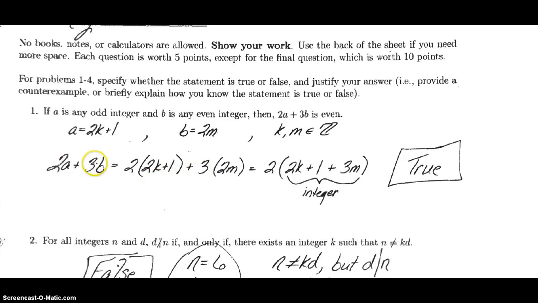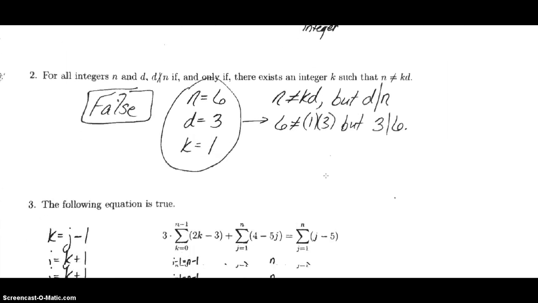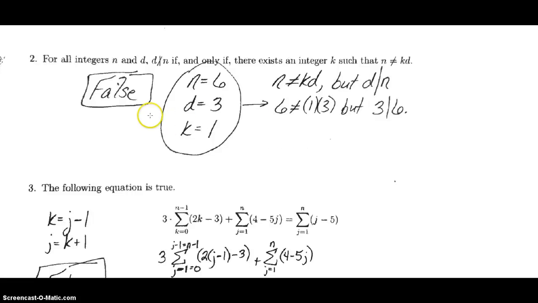And notice this is not an exhaustive proof or anything. It's a very quick sketch of why the answer is true, a very quick support. And on the true false, that is plenty to put. Here, false is a pretty easy thing to do because you can show a counterexample and that will be plenty of support. This one's a little bit confusing because we're saying for all integers n and d, d does not divide n if and only if there exists an integer k such that n is not equal to kd.